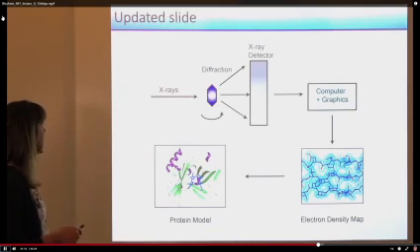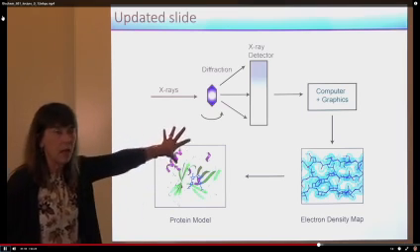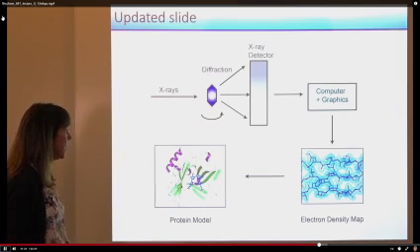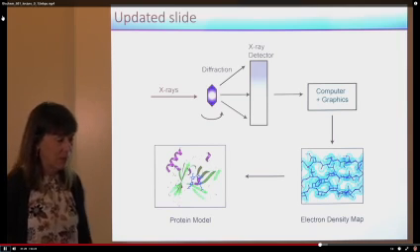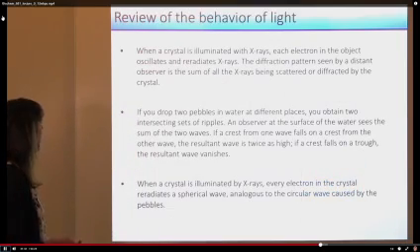So here's an updated slide. You have your crystal. You hit it with X-rays. You collect lots and lots of data. You use the computer and graphics. You get your electron density map, and then you build your model. It's kind of fun. So let's talk about the review of behavior of light.